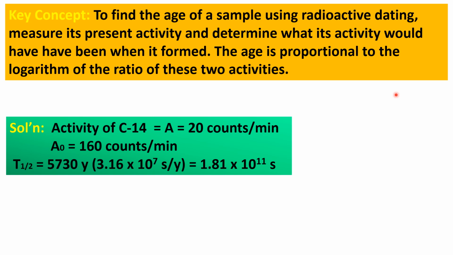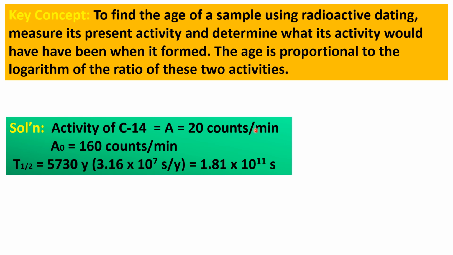So our solution, we indicate that the activity at time 0 is 160 counts per minute. That is our A naught. And the new activity has been noted to be 20 counts per minute. After a given time has elapsed, the new activity is noted as 20 counts per minute, which is, of course, much lower than the original activity, 160 down to 20 counts per minute.